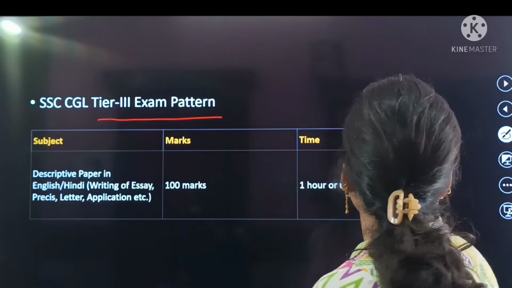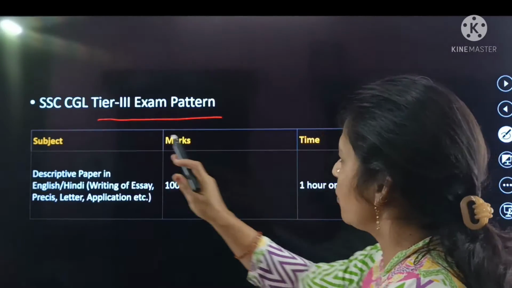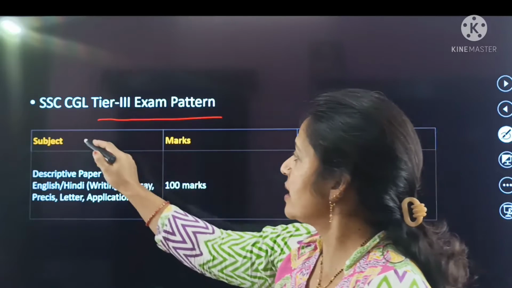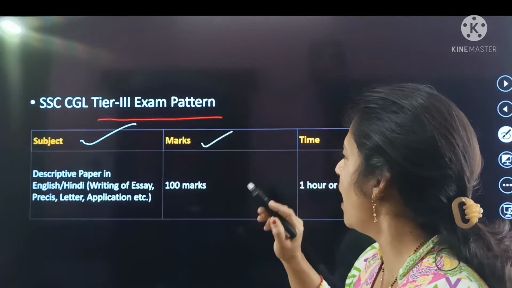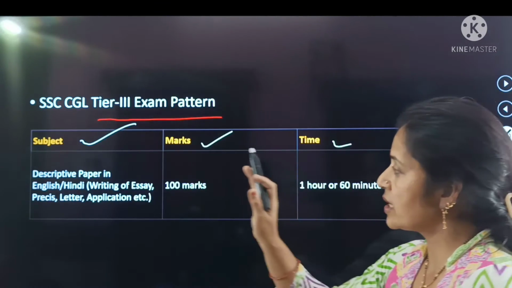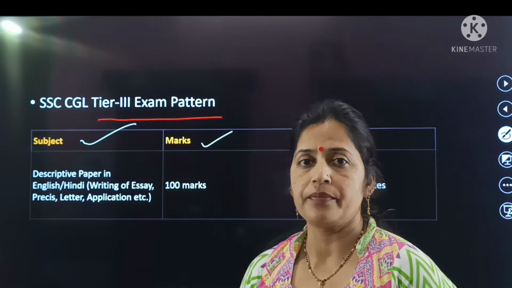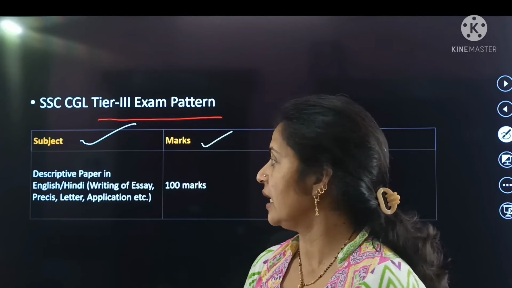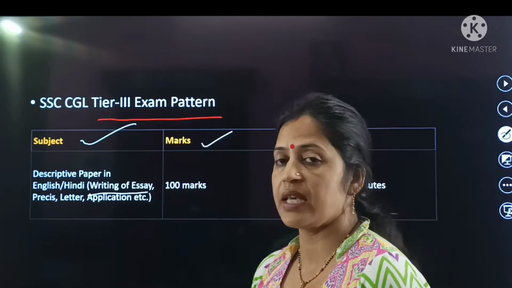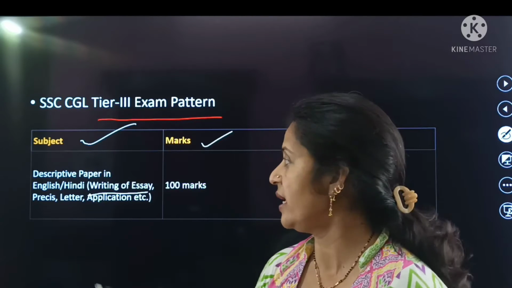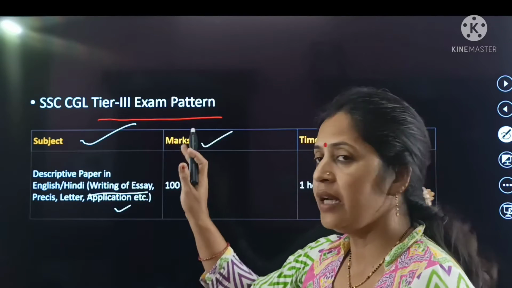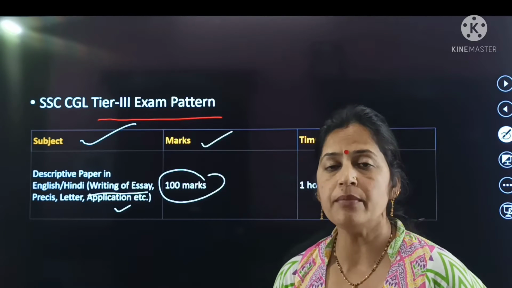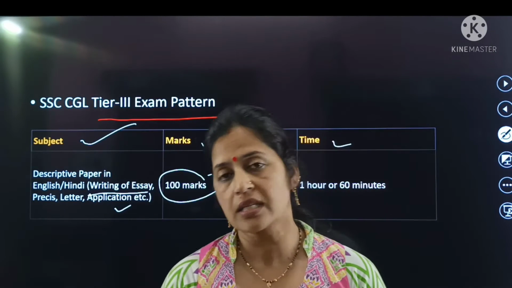SSC CGL Tier 3 exam pattern. What is the pattern of the SSC CGL Tier 3 exam? This is the subject, these are the marks and the time. The subject is the descriptive paper in English as well as Hindi, writing of essay, precis, letter as well as application, etc. The total marks of this paper is 100 marks, and the time allotted for this exam is 60 minutes.